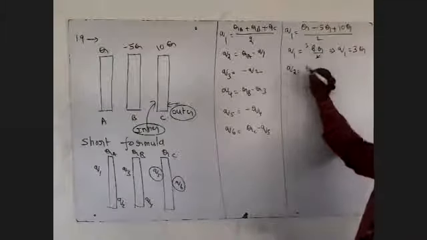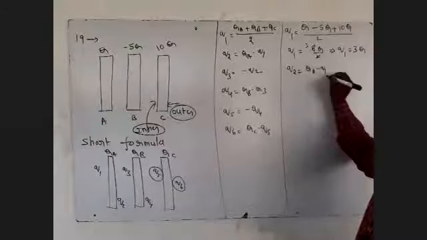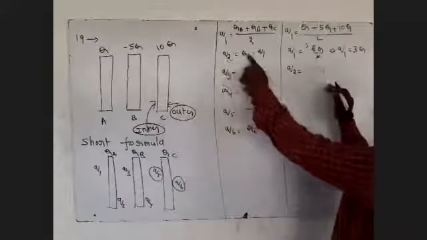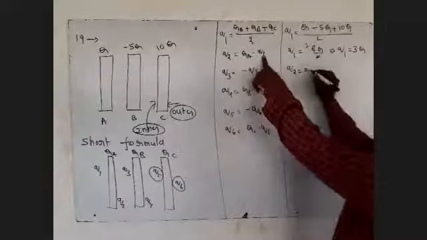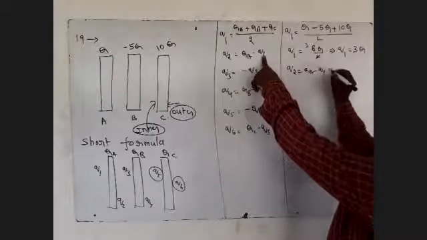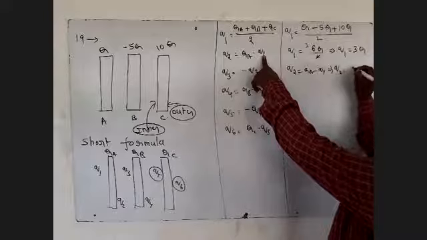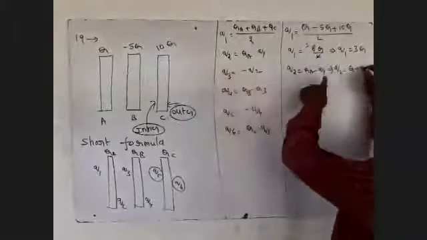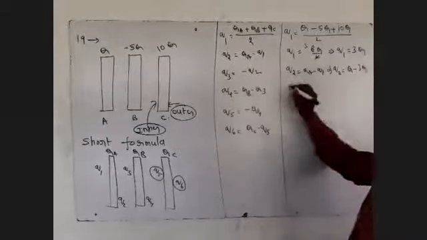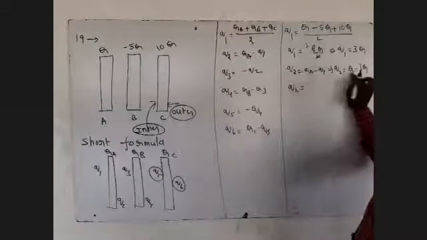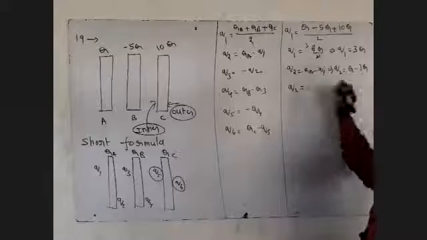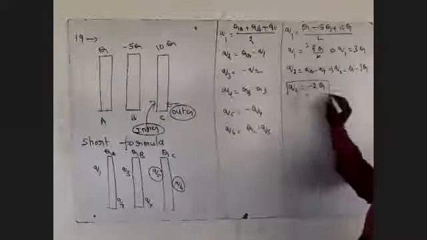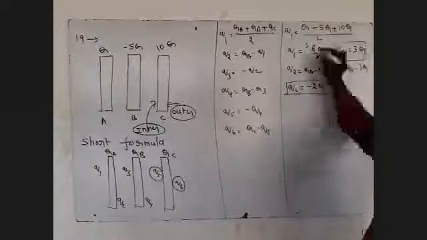Q2 is equal to capital QA minus Q1. So what is the value of this one? QA value is Q minus Q1 value, which is 3Q. So what is the Q2 value? Q2 is equal to Q minus 3Q, that is minus 2Q. This is the Q2 value.